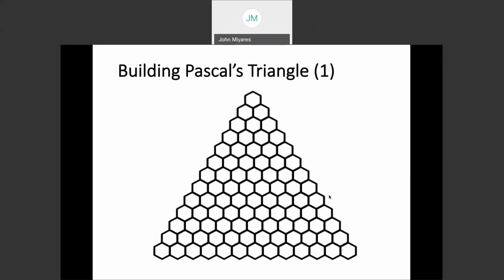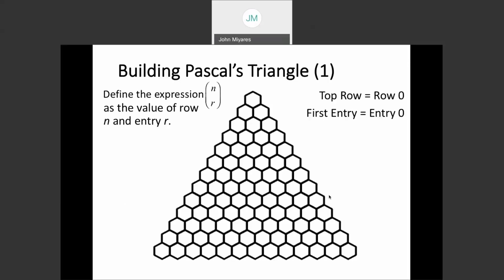Here is our triangular grid that we're going to be filling in with the values of Pascal's triangle. In the textbook, they define the expression with this n over r in parentheses as the value of row n and entry r of this triangle. If that wasn't confusing enough, as I mentioned in the previous slide, we're going to mark the top row as row 0 and the first entry in each row as entry 0.